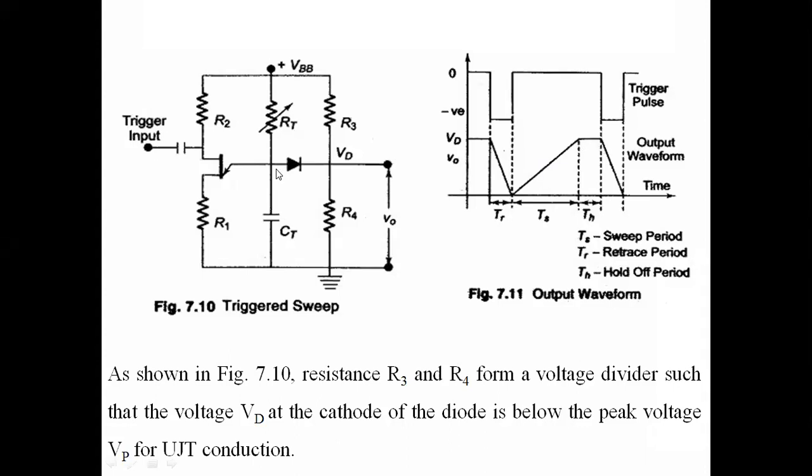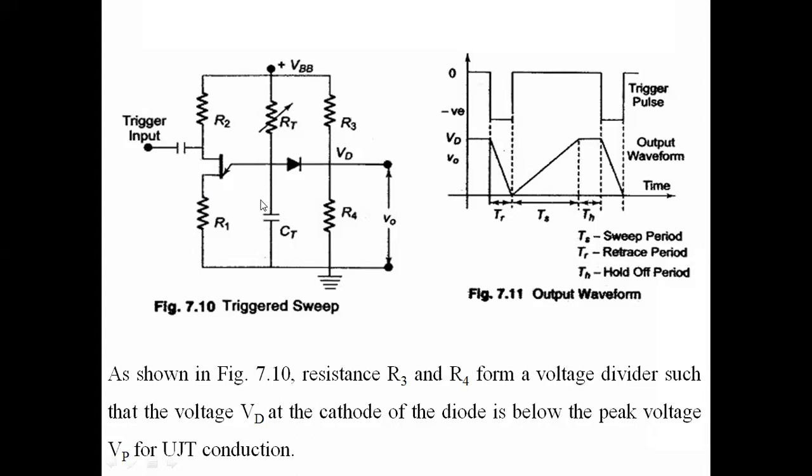Now we apply the trigger input to base one of the UJT. This is a negative trigger, so we apply a trigger pulse of the negative signal. When we apply the negative pulse, the peak voltage decreases.